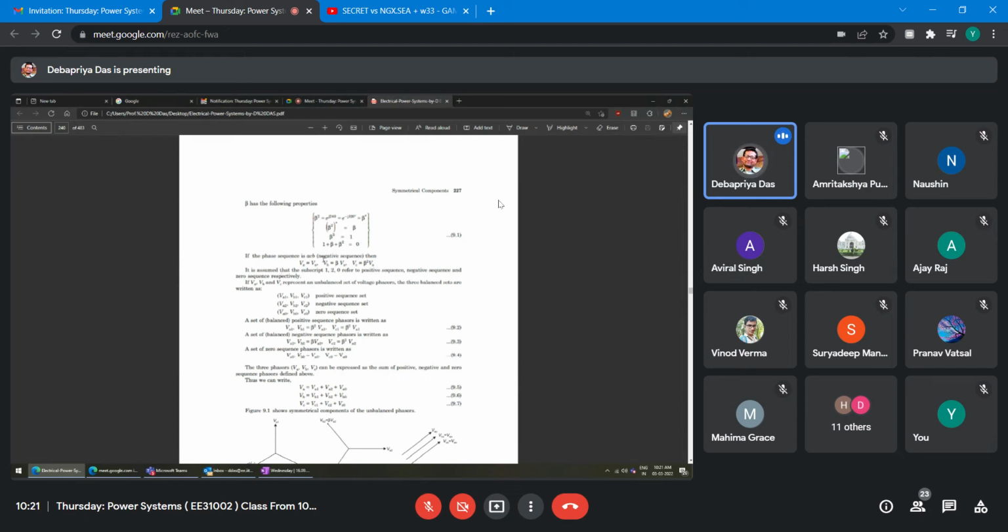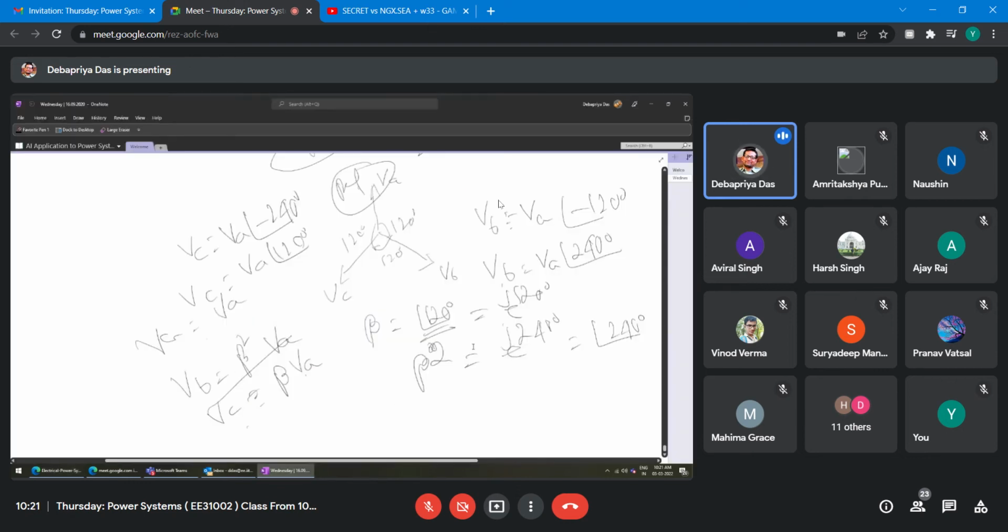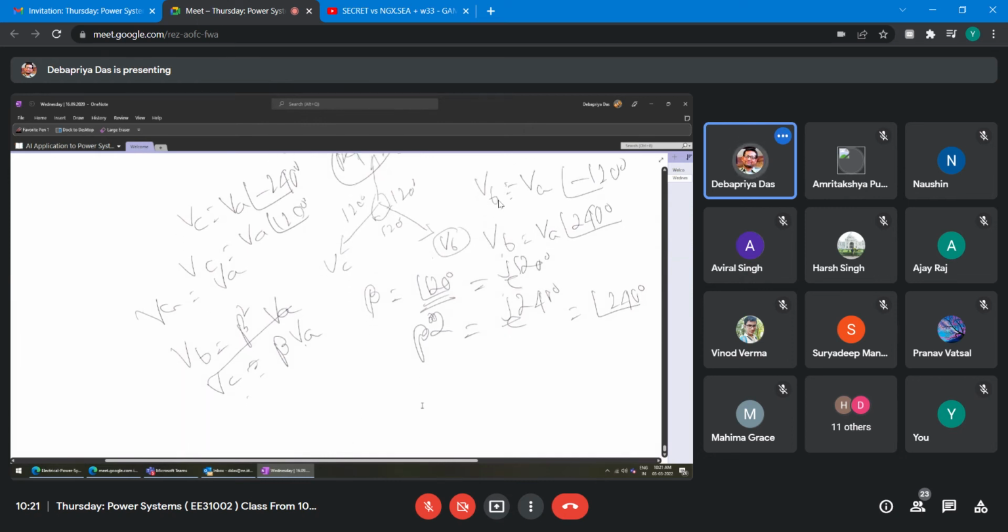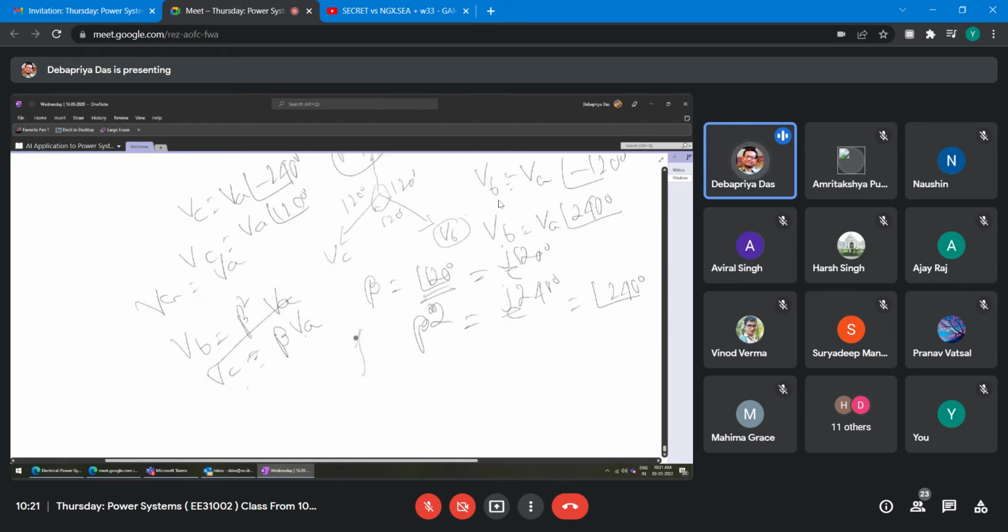Therefore, if the phase sequence is ACB, that is opposite, because we have taken ABC. Instead of ABC, I'm drawing it once again here for ACB. Suppose this is your VA, this is your VC, this is your VB, right? In that case, VC will be beta square VA and VB is equal to beta VA, if the phase sequence is ACB.